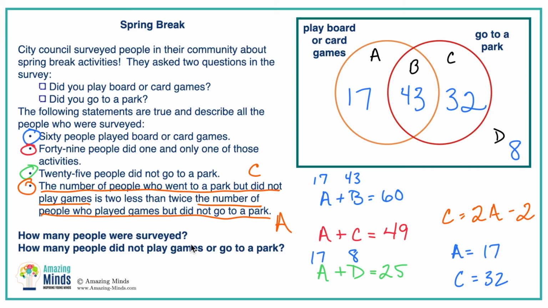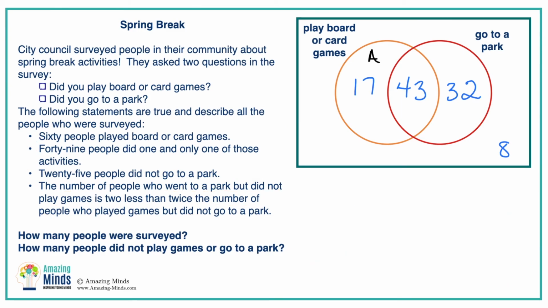Now I can easily use this information to answer the questions. How many people were surveyed? If I find the sum of all of these numbers, I know that 100 people were surveyed. And I can look at how many people did not play games or go to a park. That would be D. So the answer to that is 8. So if you're in elementary school, woohoo, you've solved it.